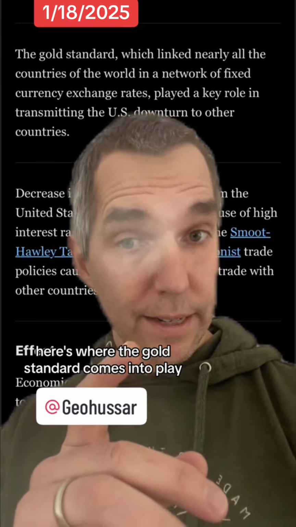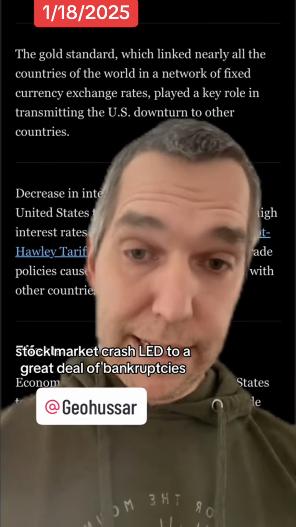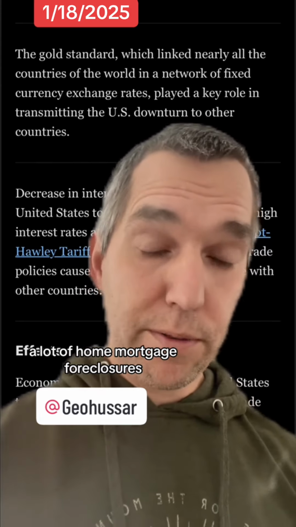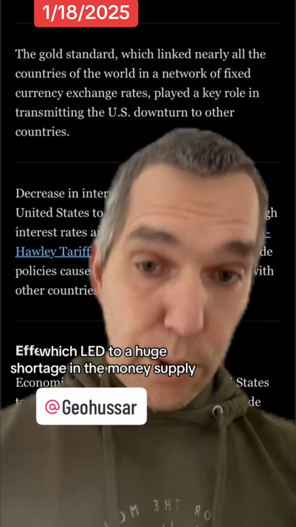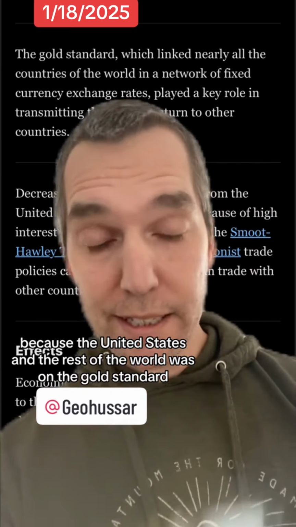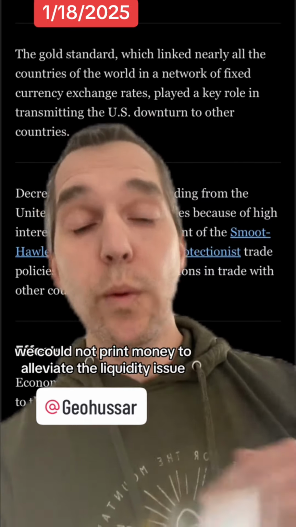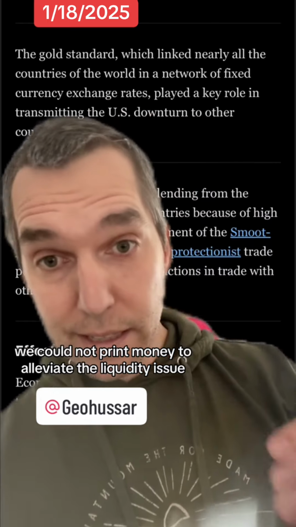Here's where the gold standard comes into play. The stock market crash led to a great deal of bankruptcies and, of course, a lot of home mortgage foreclosures, which led to a huge shortage in the money supply. Because the United States and the rest of the world was on the gold standard, we could not print money to alleviate the liquidity issue.